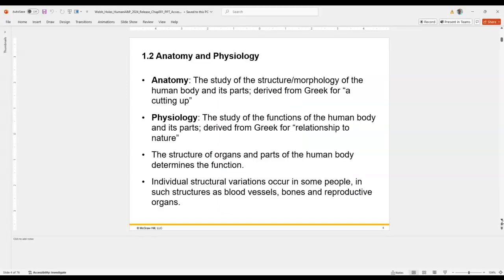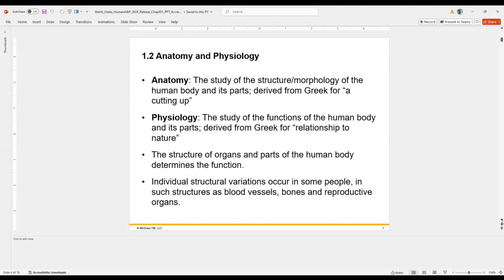Okay, some terminology. Well, what is anatomy and physiology? Anatomy is a study of the structure, morphology of the human body and its parts, and it's derived from the Greek for cutting up. Physiology is a study of the functions of the human body and its parts, and it's derived from the Greek for relationship to nature.